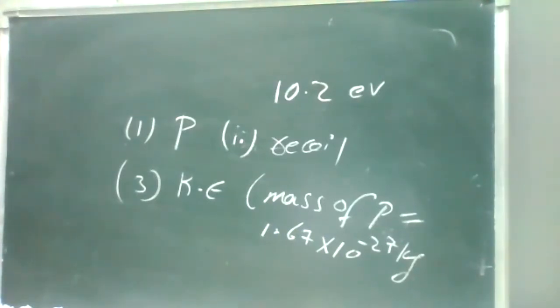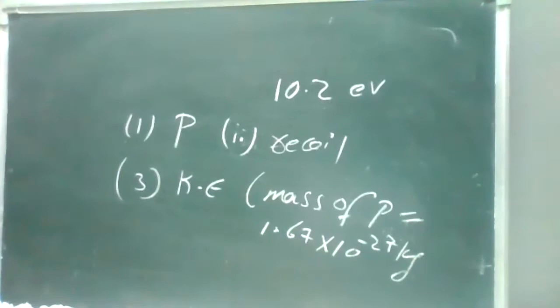An isolated hydrogen atom emits a photon of 10.2 eV energy. Determine the momentum of the photon emitted. Calculate the recoil momentum of the atom. Third one, find the kinetic energy of the recoil atom. They have given the mass as 1.67 into 10 power minus 27 kg.